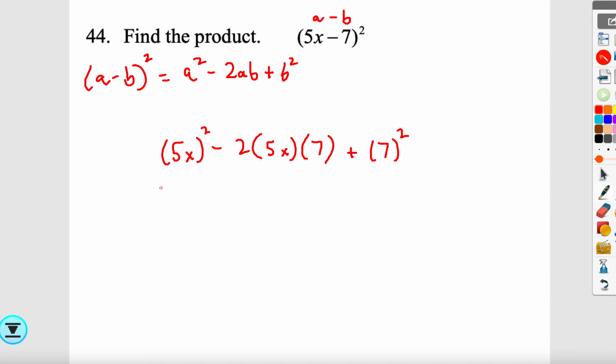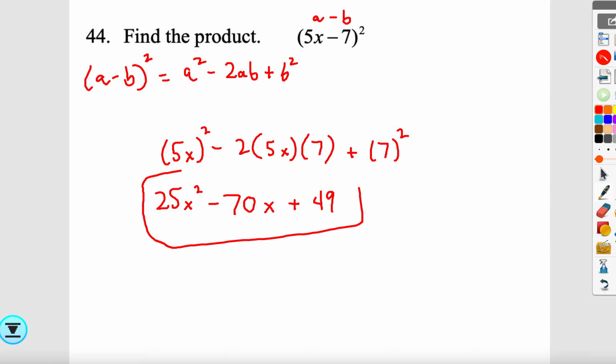5x times 5x is 25x squared. Negative 2 times 5 is negative 10. Negative 10 times 7 is negative 70x. Don't forget the x there. 7 times 7 is 49. And we're done. Now you could have done this very similar to number, I believe it was number 39.